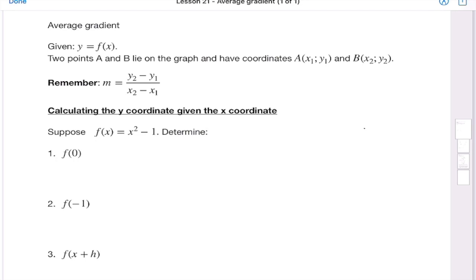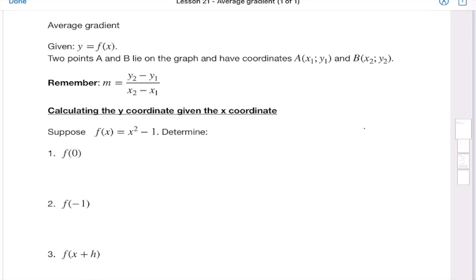In this lesson, we want to look at average gradient, and there's nothing different really. It is just the same concept as the concept of gradient. We will be calculating the average gradient between any two given points on a particular given graph.